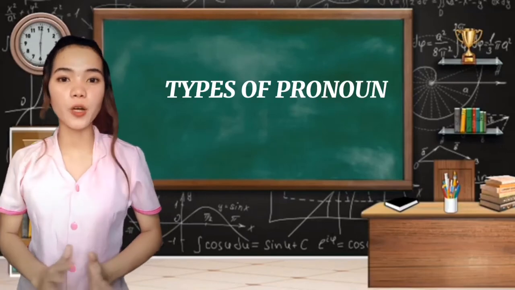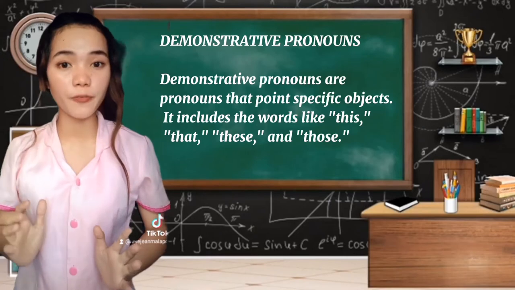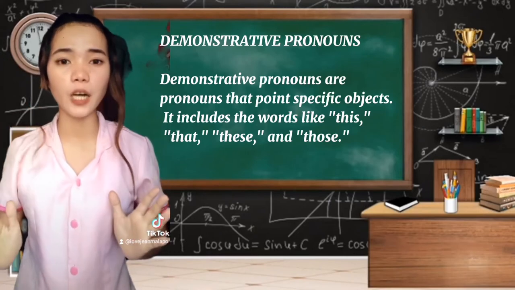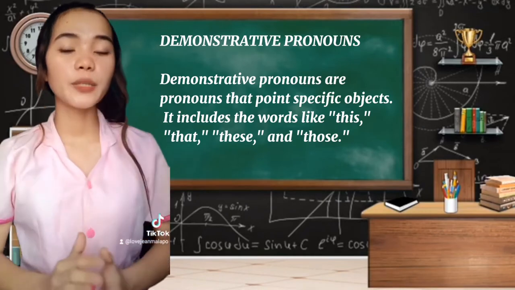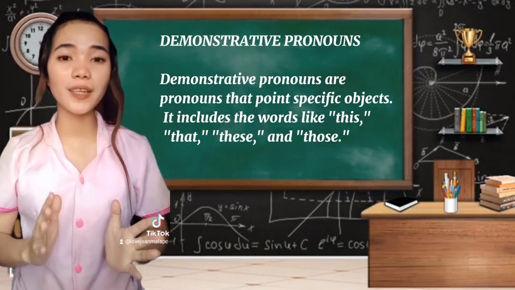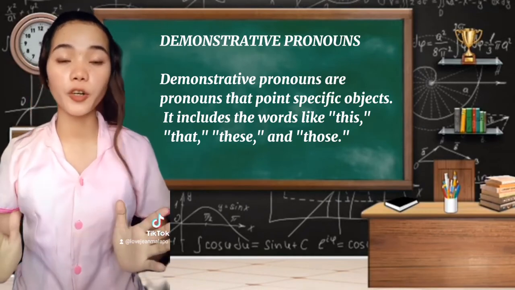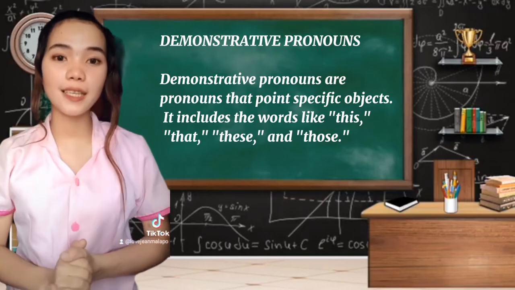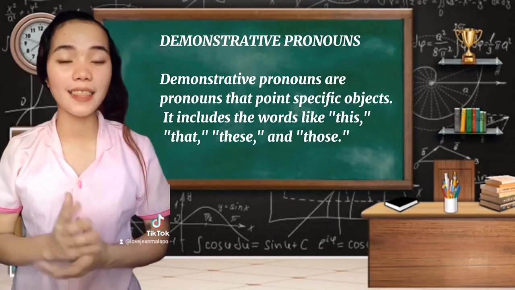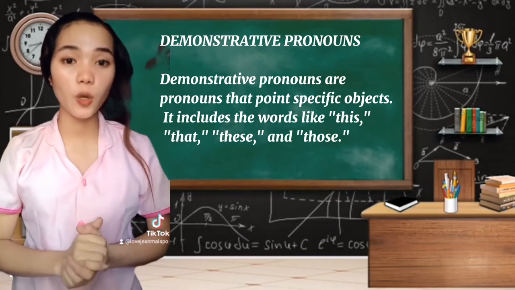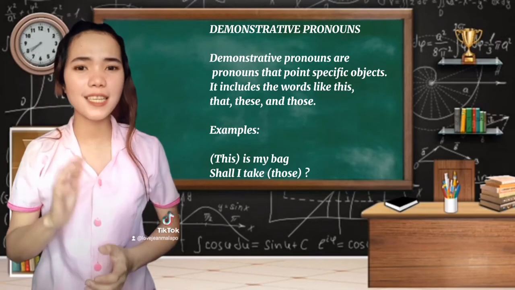There are types of pronouns. The first is the demonstrative pronoun. Demonstrative pronouns are pronouns that point to a specific object. They tell us whether it is singular or plural and whether it is near or far. Demonstrative pronouns are words like this, that, and those. For example, this is my bag.